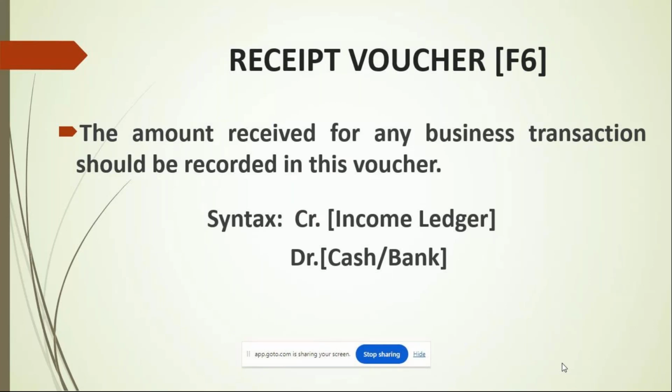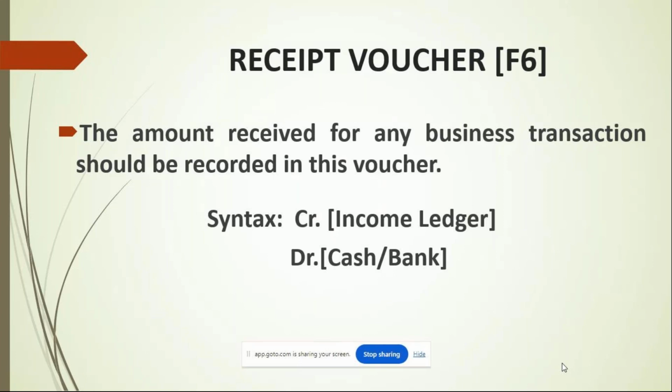So contra voucher is used to mark the cash and the bank based entries only. When I talk about the payment voucher, it is used to record the payment of business related expenses. Coming to the receipt voucher, it records the receipt of business source of income. Now, the syntax for the receipt voucher is similar to your contra voucher. In your contra voucher, your credit appears first and then the debit appears. In the same way, in the receipt voucher, the credit appears first and then the debit. The credit is the source of income.